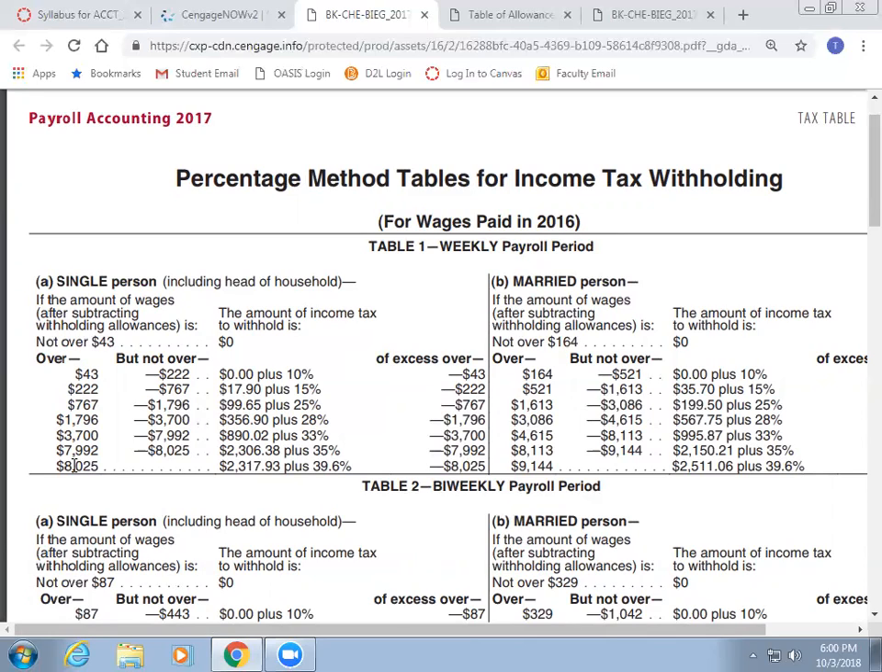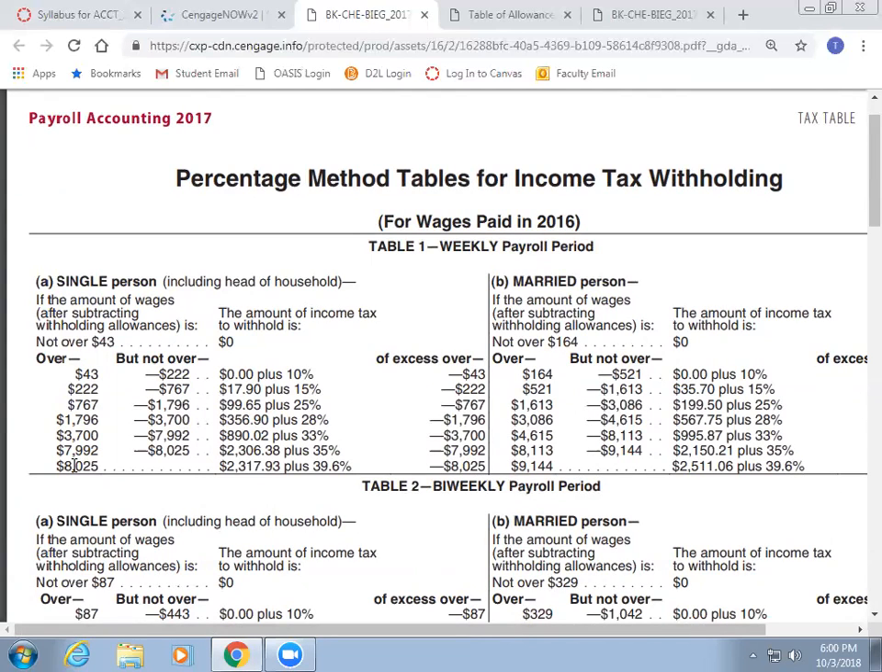So I'm going to take 519.20 minus $222. And what that gives me is $297.20. Is that what you guys got? $297.20.